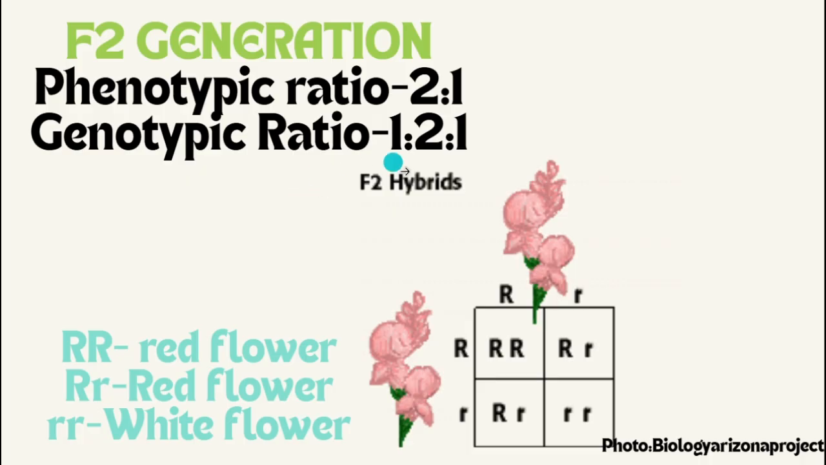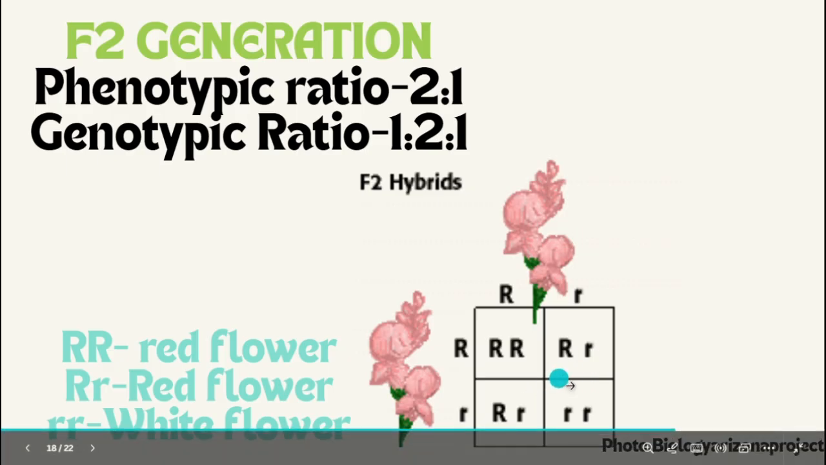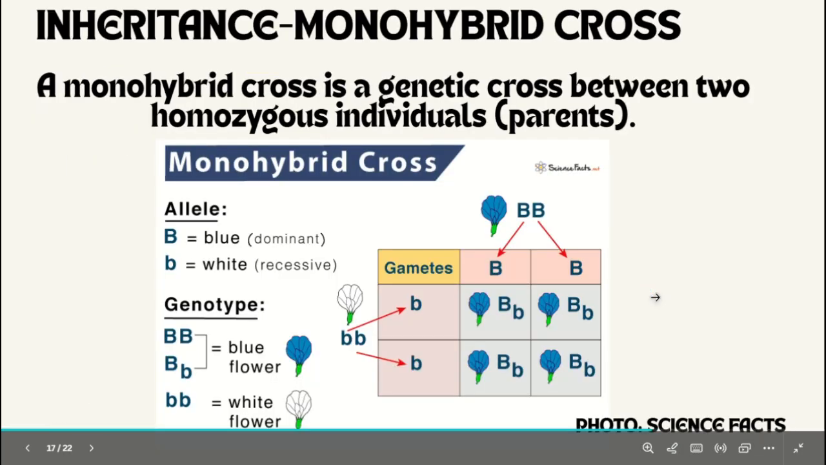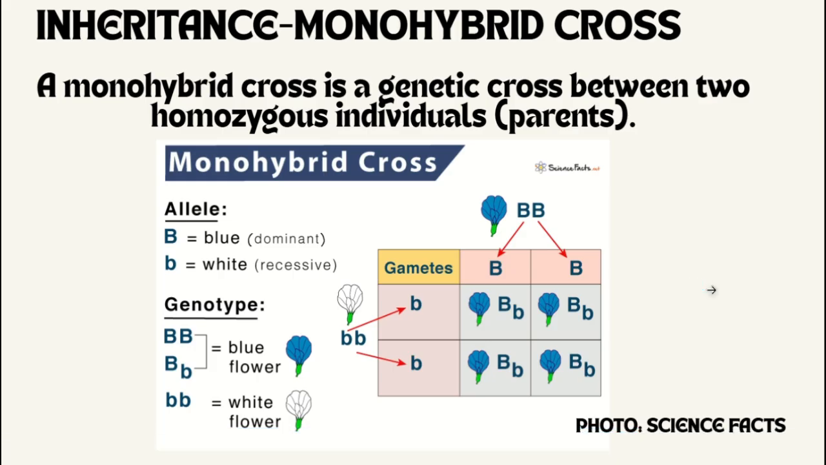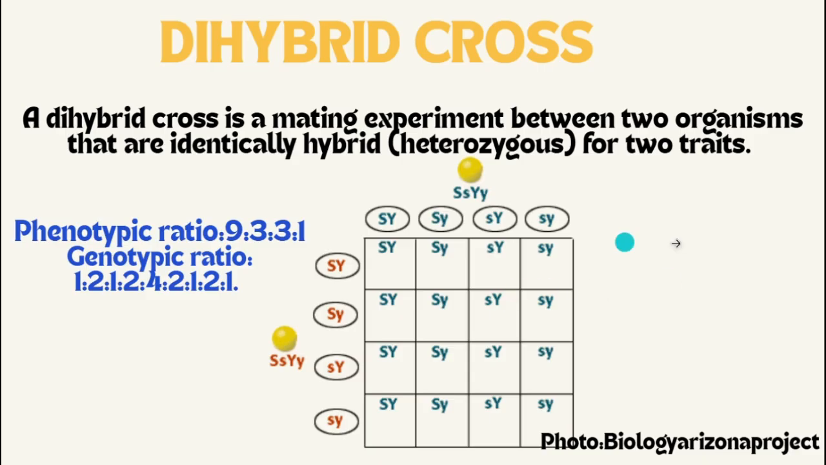And then the genotypic ratio is going to be 1 big R big R, 2 big R little r, and then 1 little r little r. So that's basically the F2 generation, right? So as you can see, the first generation is usually very simple, everything is 100%. So you're going to end up with 100% heterozygous. You're also going to end up with 100% of the dominant trait, which in this case was blue flowers.